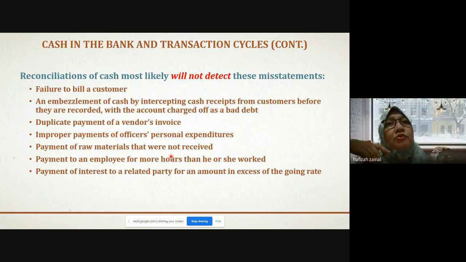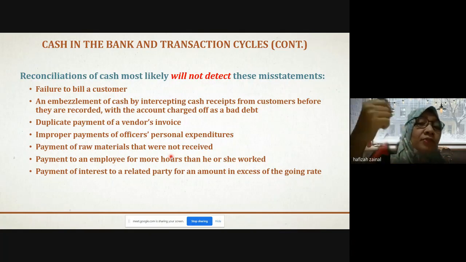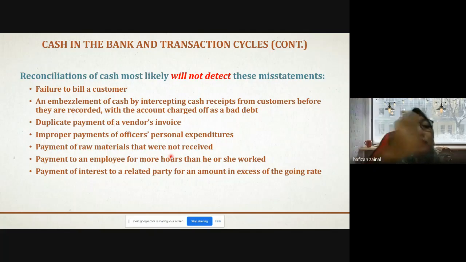Once it touches the bank, because you did not record it, that is how it cannot be detected when talking about embezzlement of cash. And then duplicate payment of a vendor invoice: you only know the payment has been made, but you will not know that there are two payments for the same invoice. You overpaid your supplier, so how do you want to retrieve that? And then sometimes improper payment of an officer's personal expenditure.